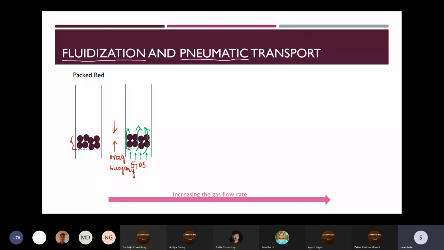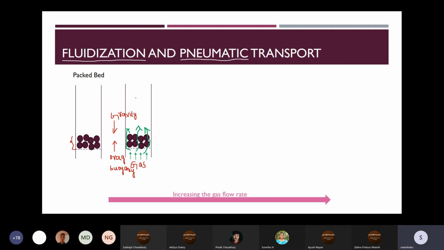Buoyancy forces. So this is gravity. When the gravitational force acting on the solids dominates the drag force and buoyancy force, the force offered by the gas on the solid particles is not enough, so the solids will not move. What type of bed is this called? Can anyone say?